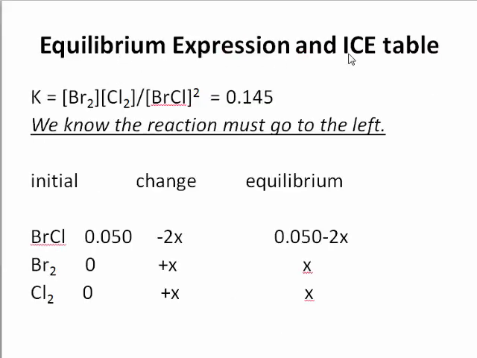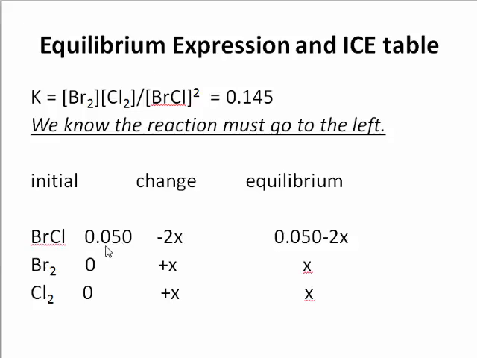Here is the equilibrium expression and ICE table for this problem. First we write down the equilibrium expression, which has a bromine and a chlorine in the numerator and the square of the bromine chloride concentration in the denominator. The value of K is 0.145.